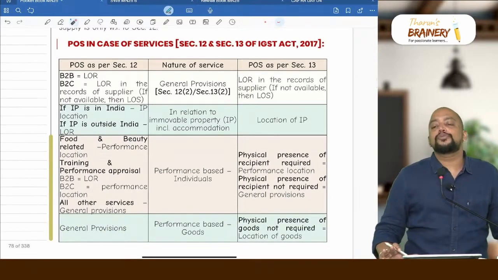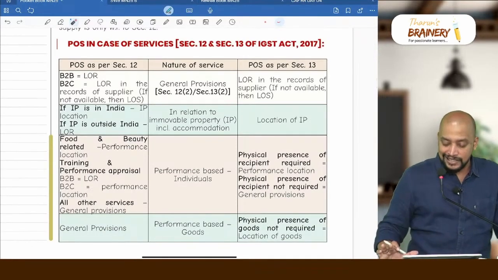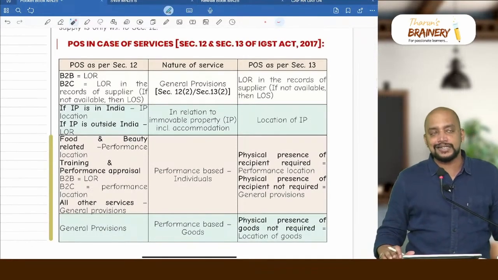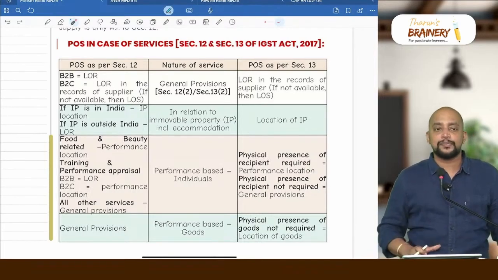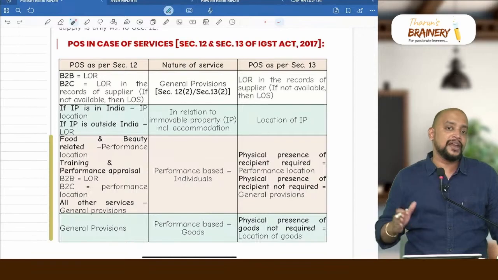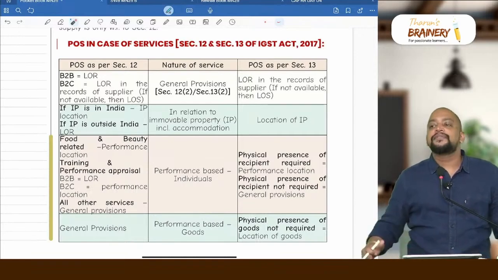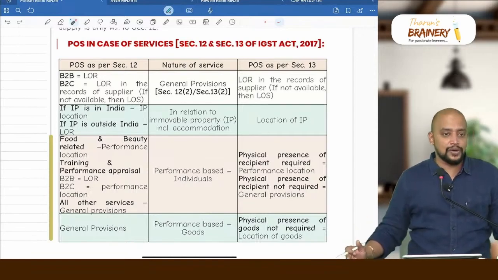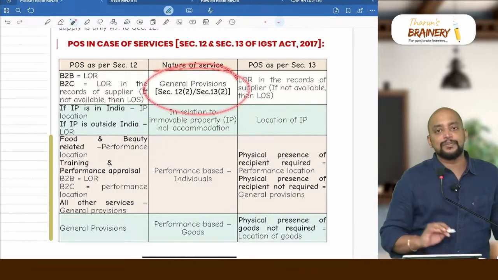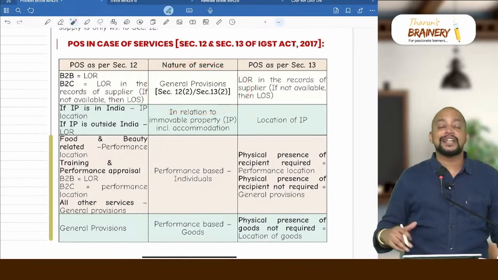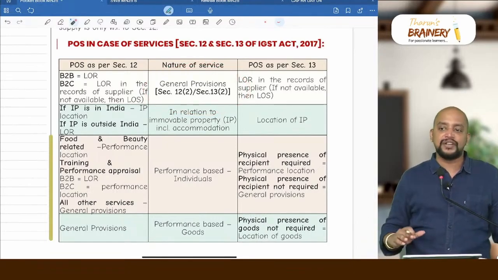Now we are moving on to place of supply in case of services. In this, what we need to understand is that first we need to know the situation. Then accordingly, if it is 12, what is the place of supply? If 13, what is the place of supply? When 12, both are in India. When 13, either one in India, other outside India. General provisions will be applicable. So in the absence of specific provision, general provision will be applicable.